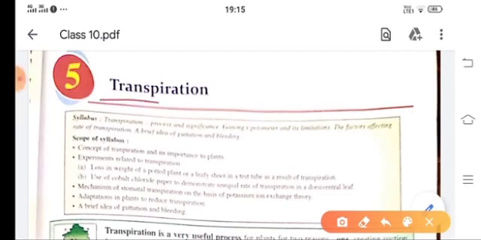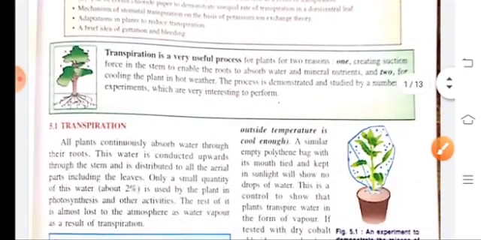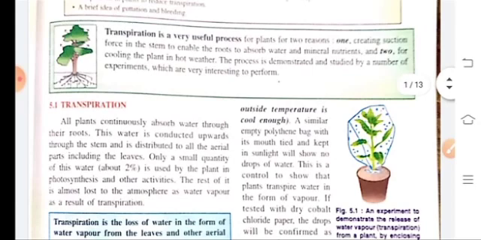Now this transpiration process is a physiological process of plants. Transpiration means the loss of water from the plant. So where does this water come from, children?